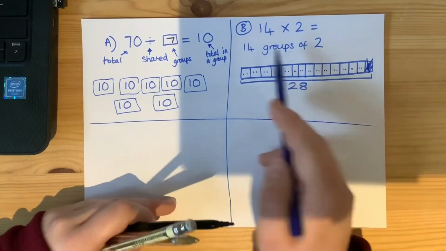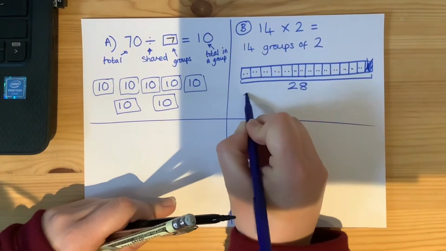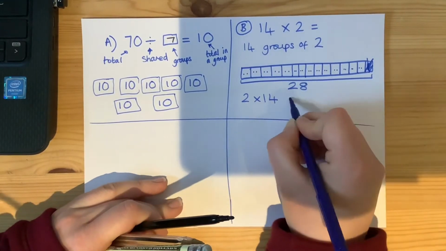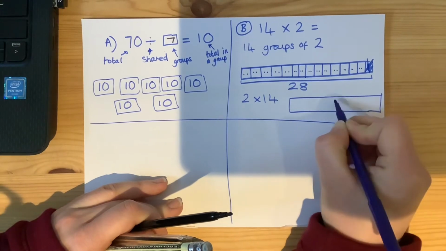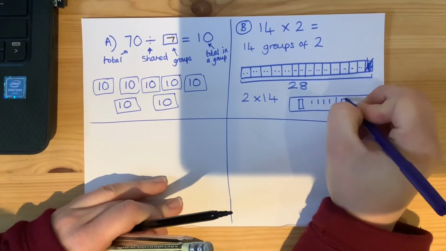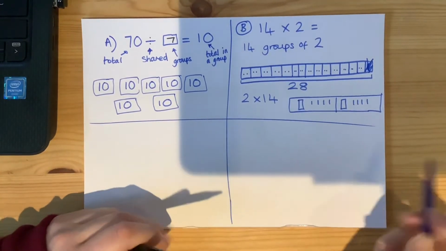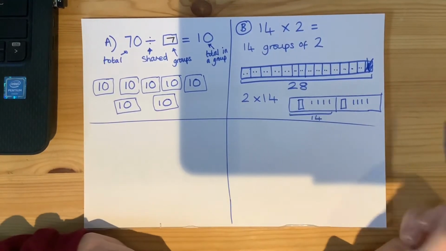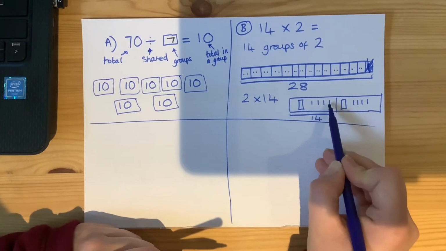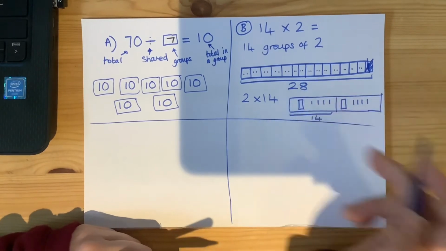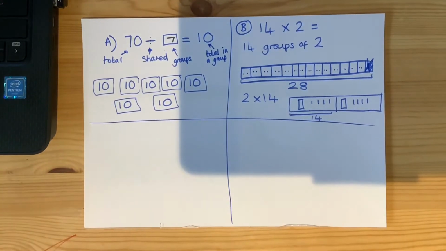A quicker way to do it could be to turn this around so that you're doing 2 times 14. You'll get the same answer, but it's a lot easier because you do 2 groups of 14. So I have my 10 and my 4 ones, my 10 and my 4 ones. I've got 14 in a group and I've got 2 groups of 14. Now if I total that up, I've got 8 ones and 2 tens, which gives me 28 in total. So please remember, you can always draw the representations to help you solve it.